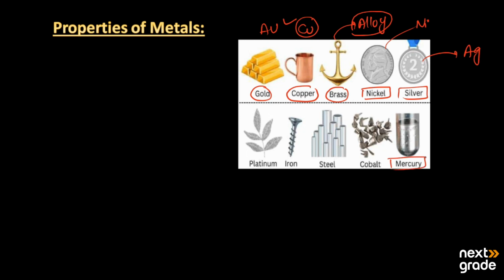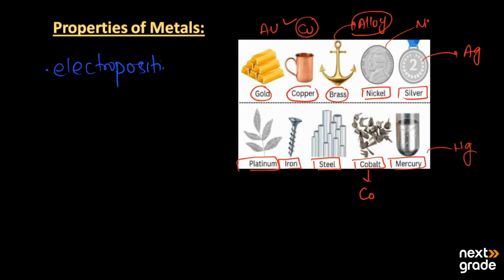Here we have mercury. Its symbol is Hg. We have cobalt, Co. We have steel. We have iron and we have platinum. So all these are basically metals. Now they have some simple basic properties. They are electropositive.